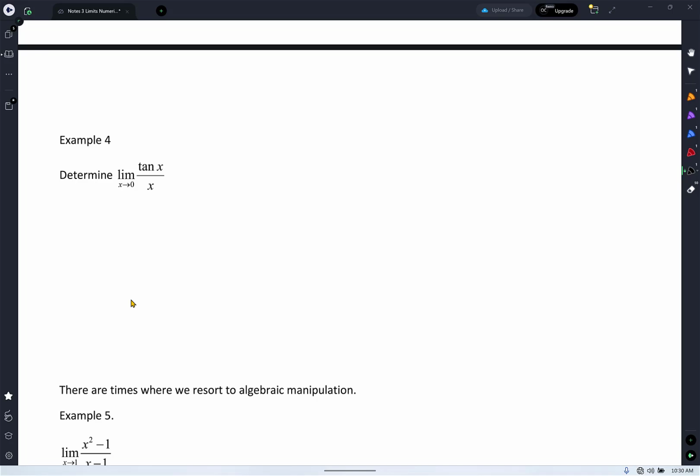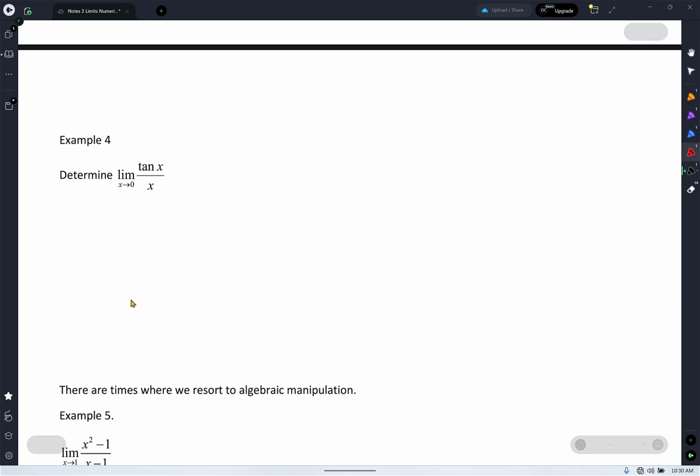Guys, wake up, because some of you are still asleep. 0 cannot be in the bottom. You can't divide by 0. If you do, you're going to win the Nobel Prize, because no one's ever done it before. And it's not possible, period. So don't attempt to divide by 0. Are we clear? So we have to do something else.